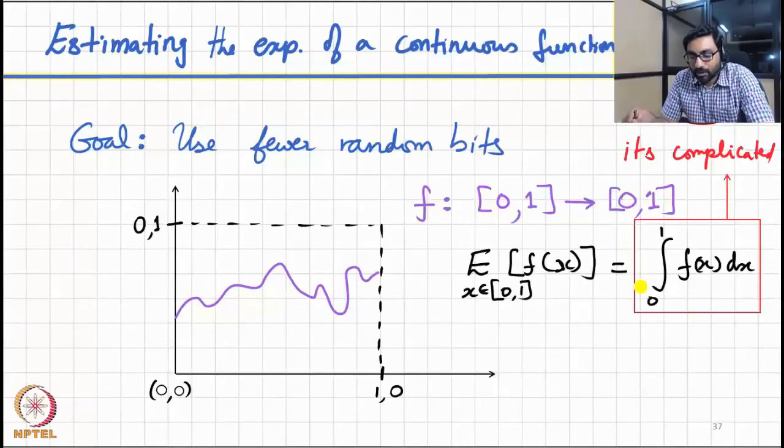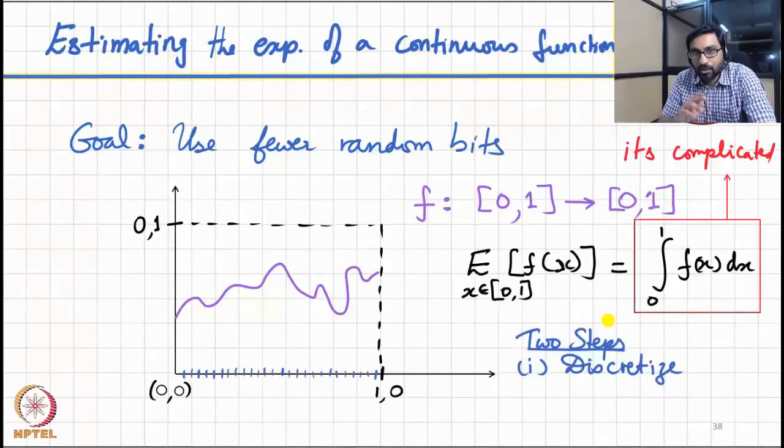It's simply integrating f of x dx from 0 to 1. But we don't know anything about f of x. F of x can be a fairly complicated function. All we know is that it's differentiable and it's continuous. So this expression might not be easy to work with. So we need to estimate this quantity.